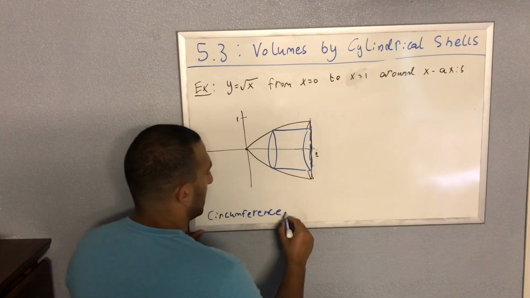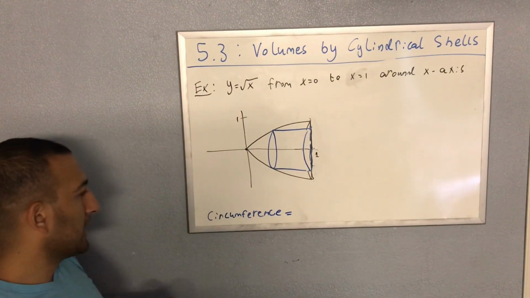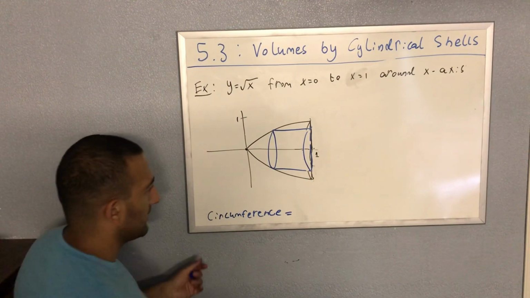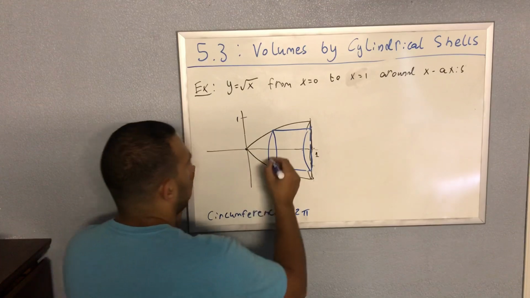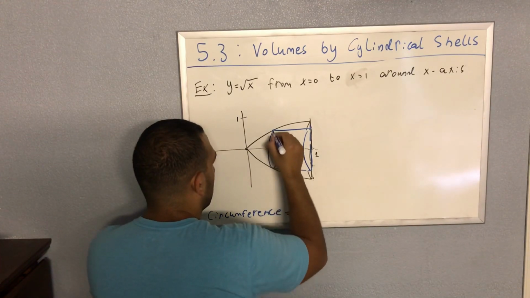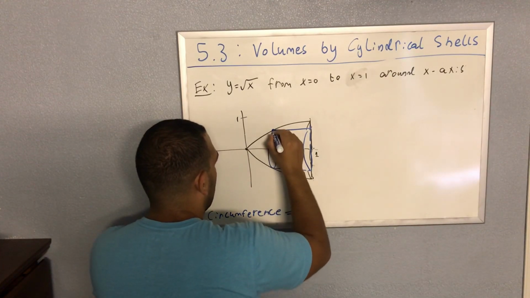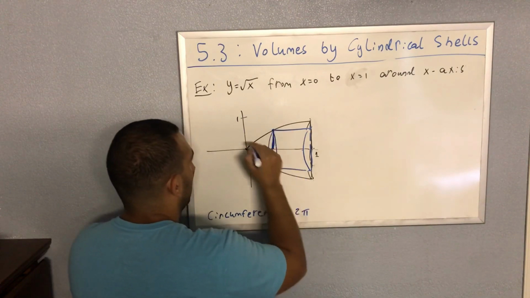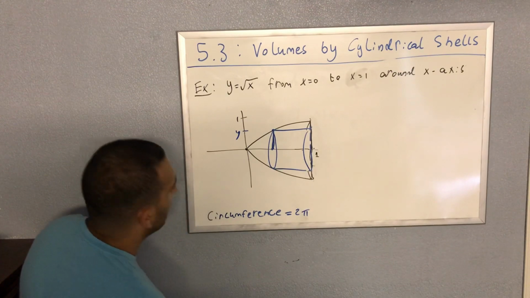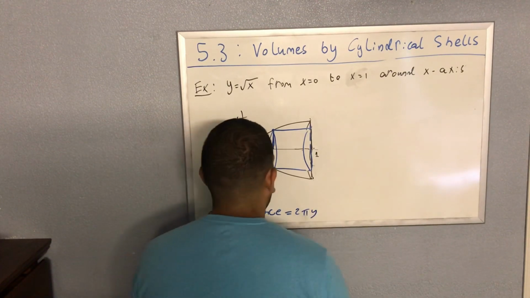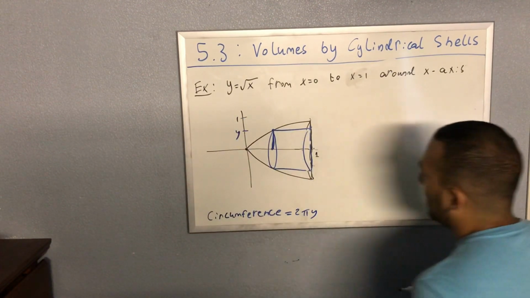So we need the circumference, which again is just 2 pi times the radius. So what is the radius here? Well, the radius goes from here to here, right? From here to here, which I can just call some arbitrary point y. So the circumference will be 2 pi y.